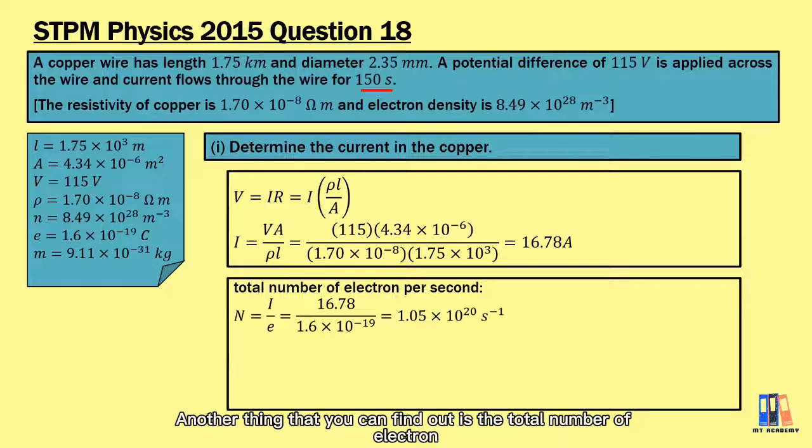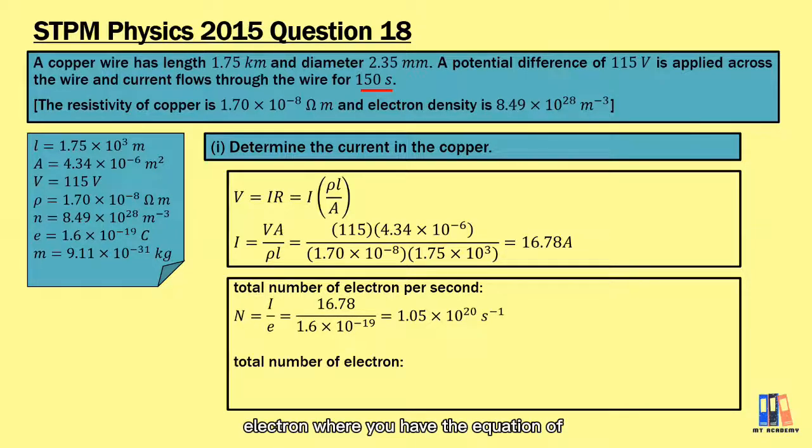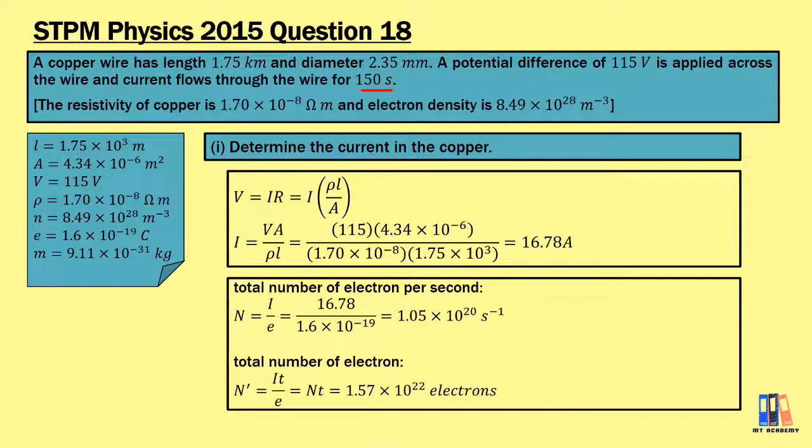Another thing that you can find out is the total number of electrons, where you have the equation I equal to number of electrons multiplied by the charge of the electron divided by the time of current flow. So we could express the total number of electrons as It over e, or equal to Nt, and you could get the answer of 1.57 multiplied by 10 to the power of 22 electrons.